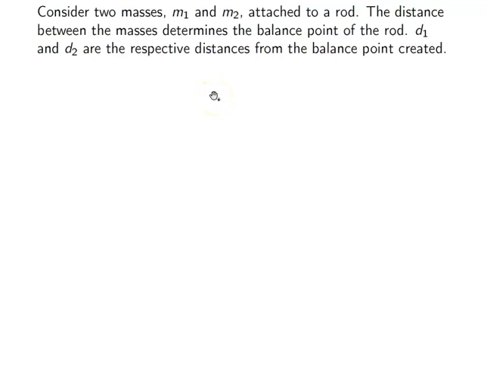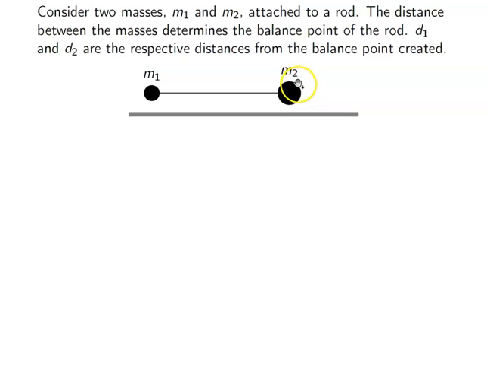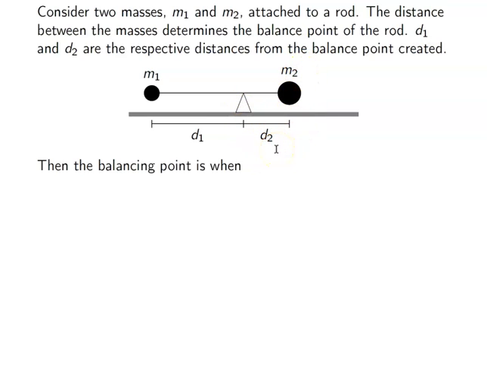So if we have the balance point, the distance from the balance point to the first mass is D1, and the distance from the balance point to the second mass is D2. If we draw a picture, we have our first weight M1. Let's say M2 is larger. It's really arbitrary. They can be the same size. And so they're connected to a rod, right? And the balance point is somewhere between these on this rod, okay? We call the distance from the first mass to the balance point D1, and the distance from the balance point to the second mass D2, okay?